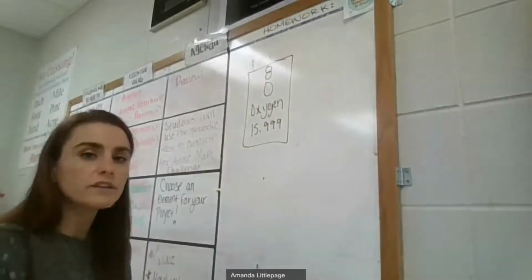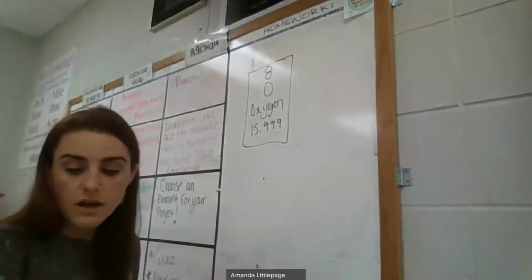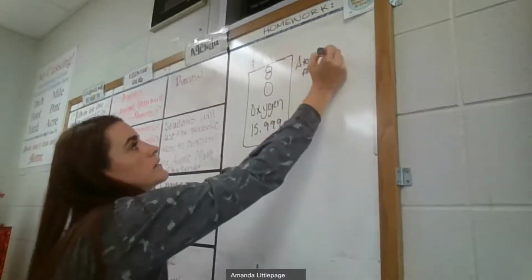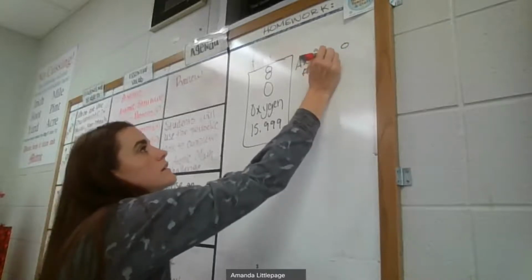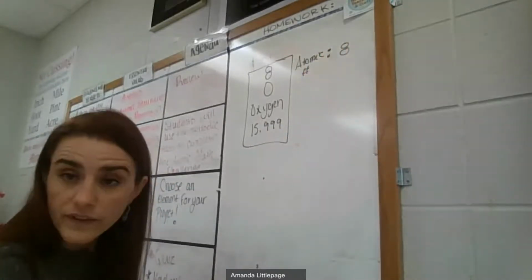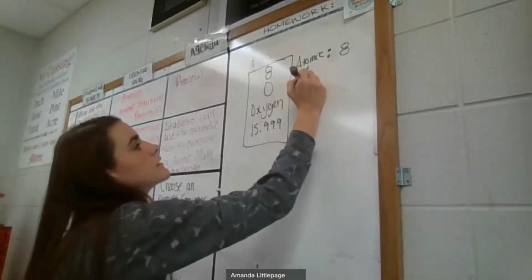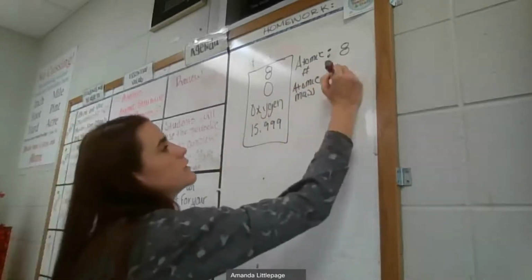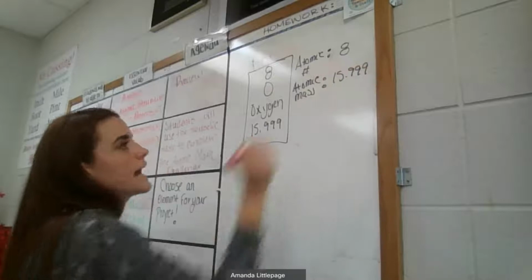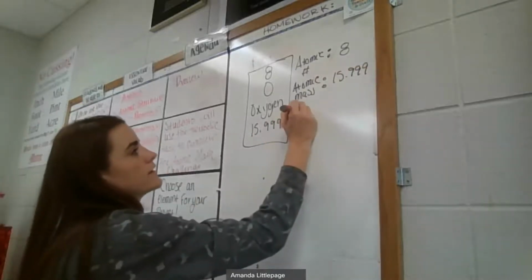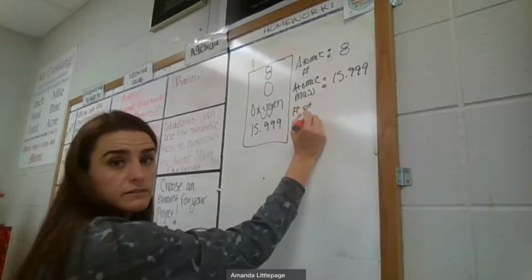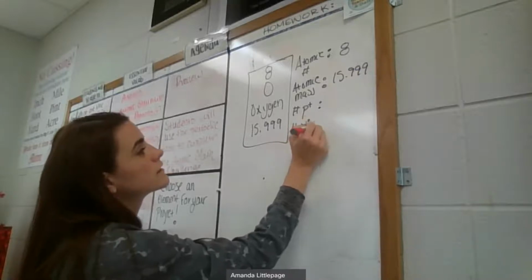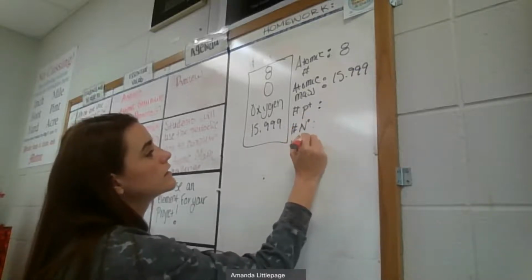So that's 15.999. Now, on the document at the bottom, it's asking you for a few things. First, you have to identify the atomic number, which is 8. Then it asks you for the atomic mass, which is equal to 15.999. Then it asks about the number of protons. I'm going to abbreviate it like this. Number of neutrons, and then number of electrons.